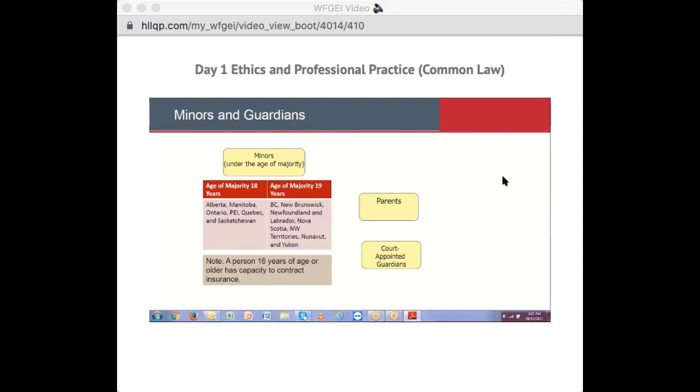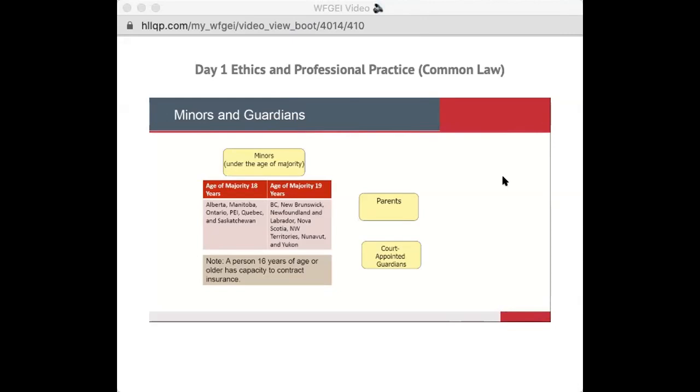The provinces with an age of majority of 18 are Alberta, Manitoba, Ontario, PEI, my apologies, Quebec and Saskatchewan. The age of majority of 19 applies to BC, New Brunswick, Newfoundland and Labrador, Nova Scotia, Northwest Territories, Nunavut, and the Yukon. Now, a person 16 years of age or older has the capacity to contract for insurance for themselves. They cannot buy insurance on somebody else, but they can certainly buy insurance on themselves. The reason for that is the legal age for marriage in Canada is 16. So theoretically, you could buy life insurance on yourself at that point.